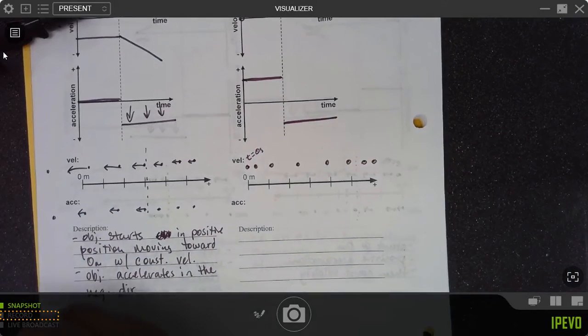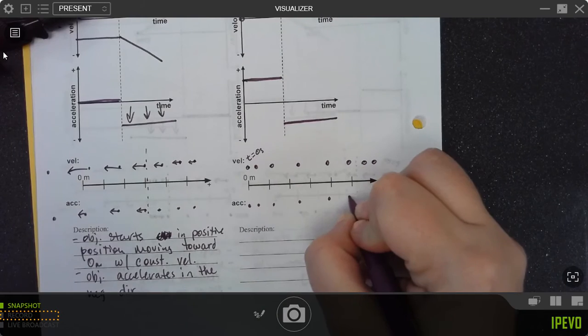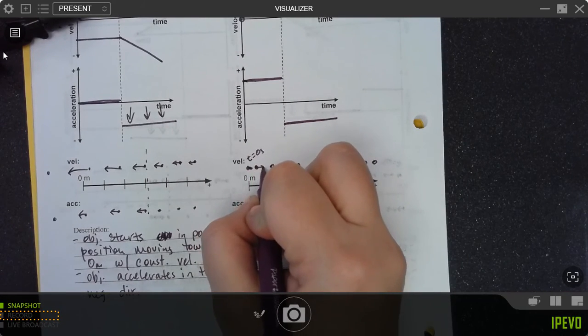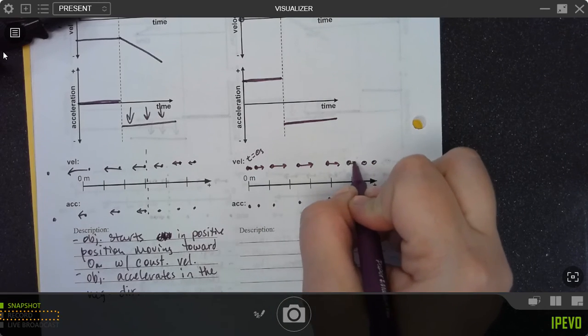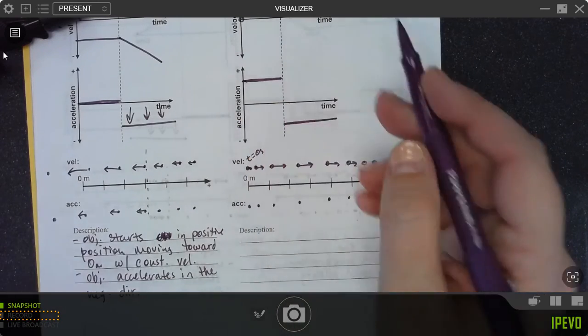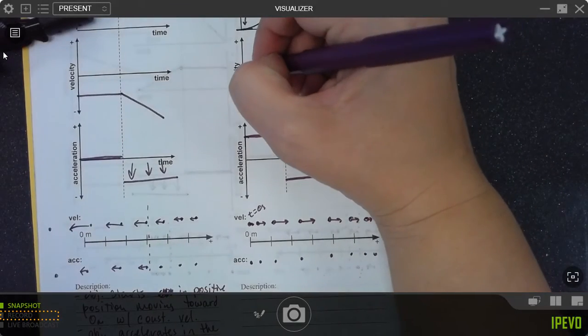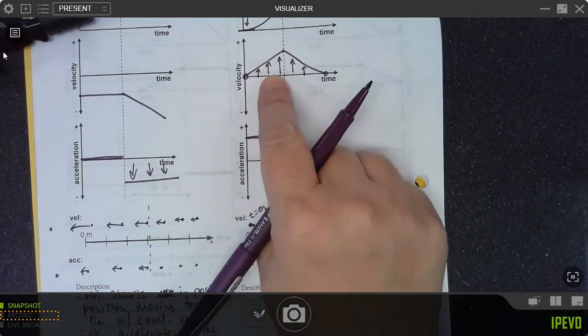I'm just going to copy these for the acceleration map, and then draw my arrows. So they start out small, get bigger, and then get small again, which is exactly what happens with our velocity versus time graph. We start out with small arrows, and the arrows get longer and then shorter, but they're always positive. They're always in the positive direction.